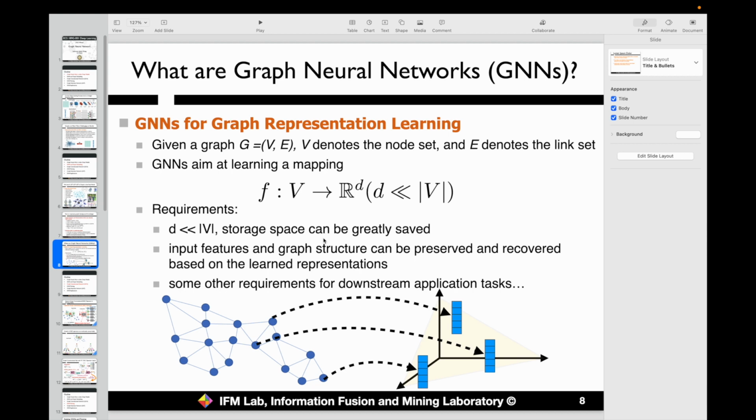Also, at the same time, we also have some requirements for the mapping F as well as for the embedding vectors. We want to ensure the input features and the graph structure can be preserved and recovered based on the learned representations. Also, depending on the task we are studying, we also have some extra requirements for the mapping and also for the embeddings, depending on the applications. So the main purpose for the graph neural networks is to learn the embeddings of the graph data inputs. We want to learn the embedding for each node inside the graph to compress them into a feature space as shown here.